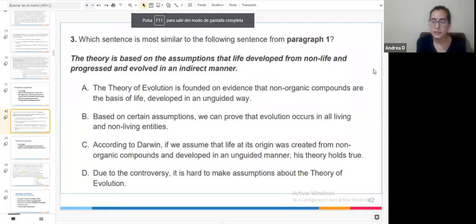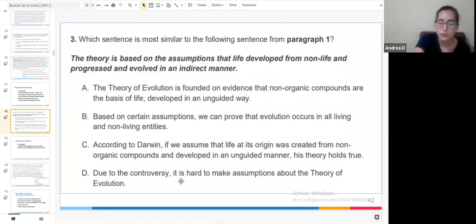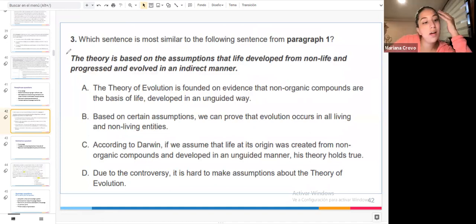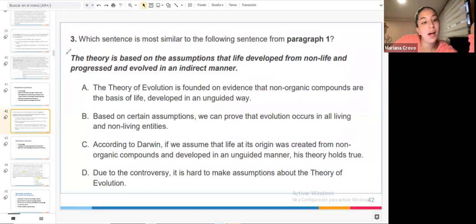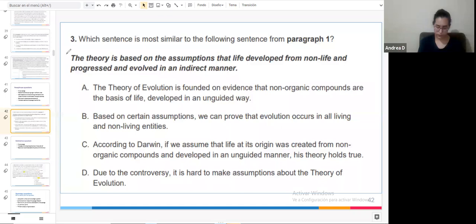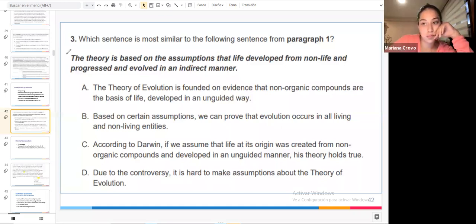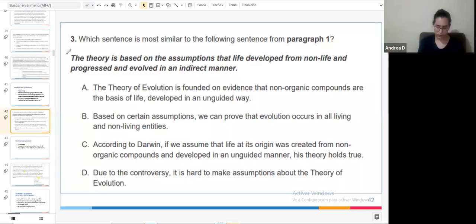So could anyone please read the question? Maybe just the question and the sentence, and then the options you'll read. Can I? Of course. Three. Which sentence is most similar to the following sentence from paragraph 1? The theory is based on the assumptions that life developed from non-life and progressed and evolved in a direct manner. Okay. Now, please take a time to read the options.